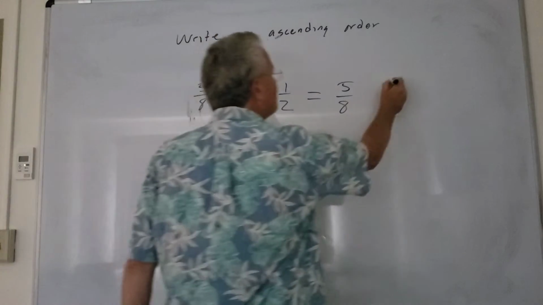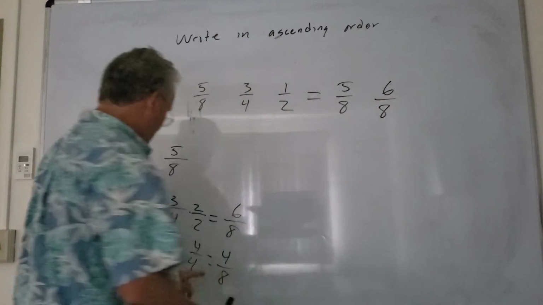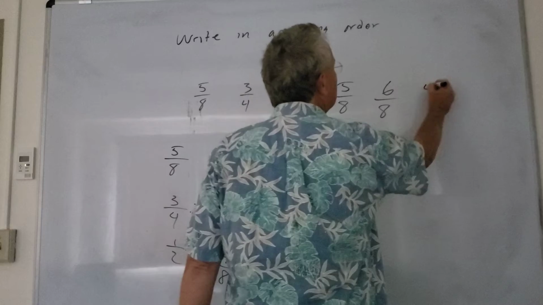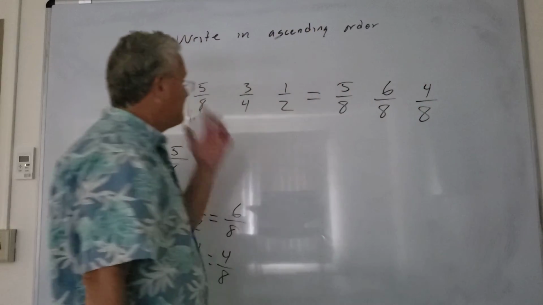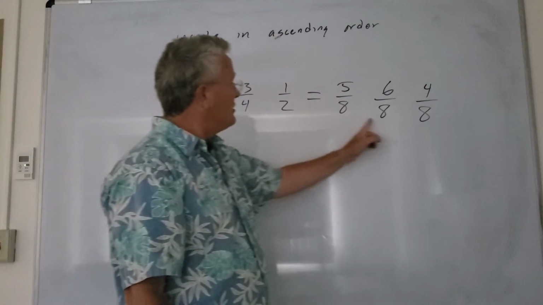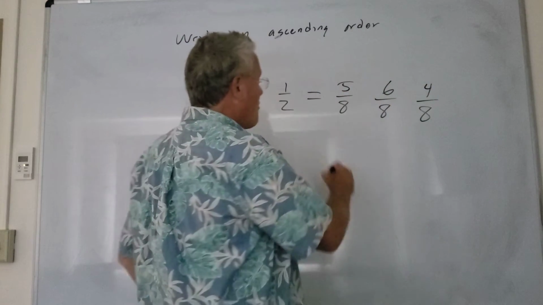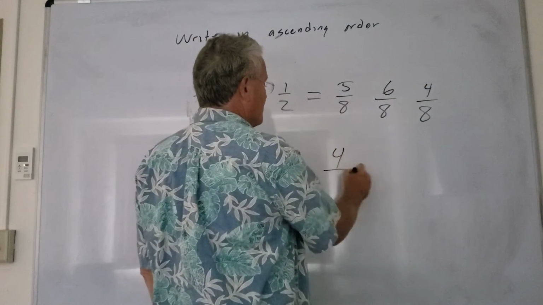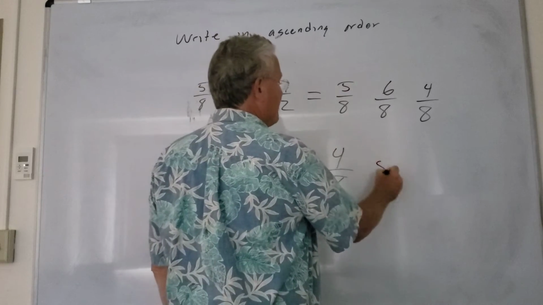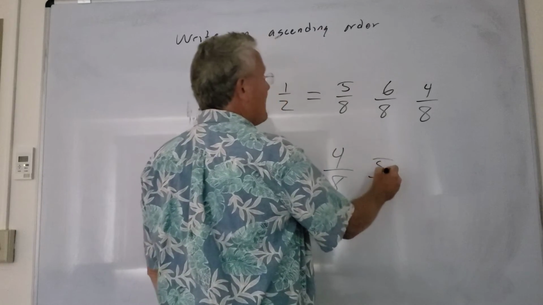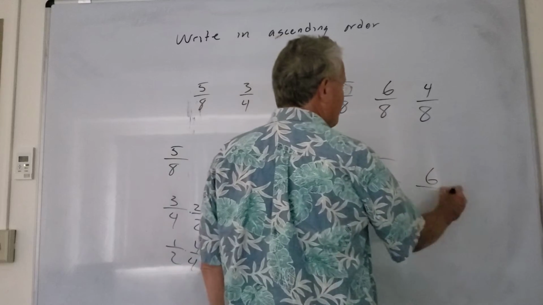3/4 is 6 over 8. And 1/2 is 4 over 8. So now we just write this from smallest to biggest. The denominator is the same, so you just look at the numerator. 4 out of 8 is smaller than 5 out of 8. And 5 out of 8 is smaller than 6 out of 8.